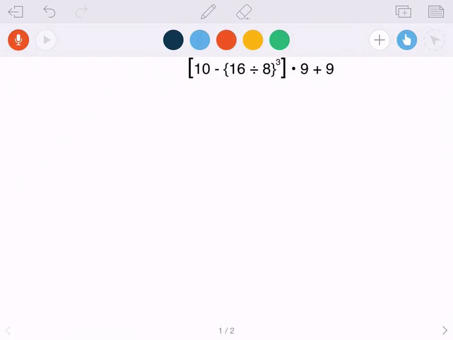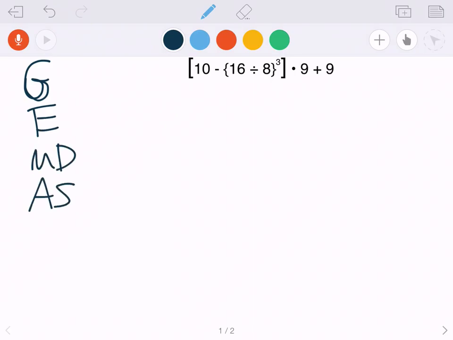So first, before we start, you should think of our acronym GEMDAS. Again, just a quick review. G stands for groupings, so brackets, parentheses, absolute value are all examples of groupings. E stands for exponents, also square roots and cube roots. M and D stand for multiplication and division, and A and S stand for addition and subtraction.